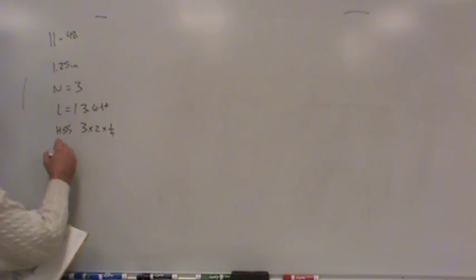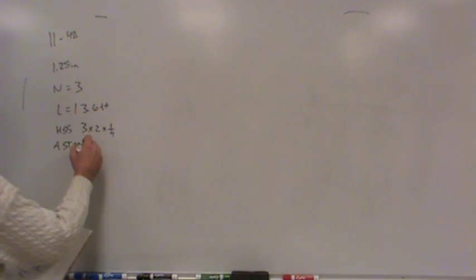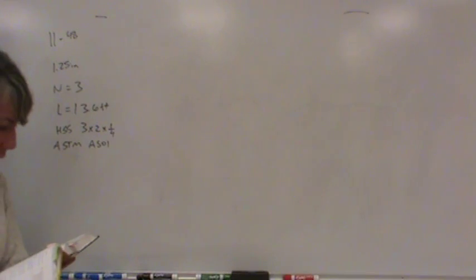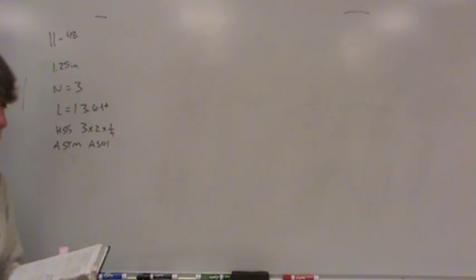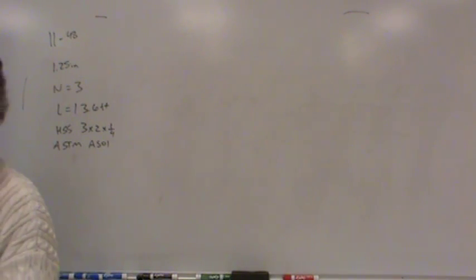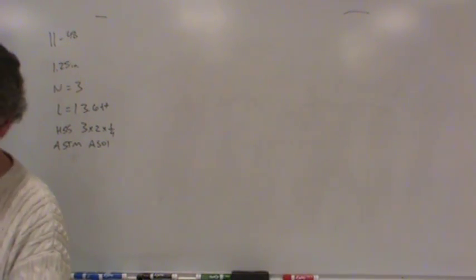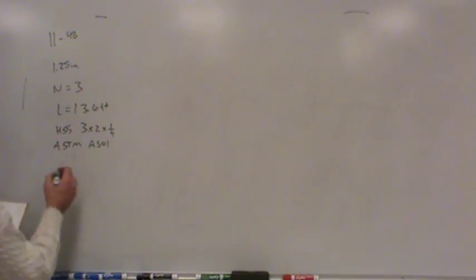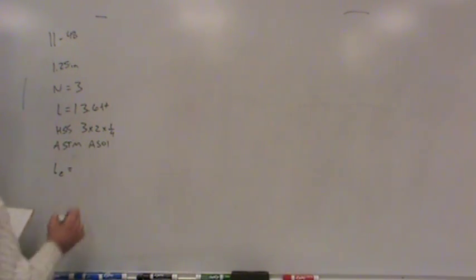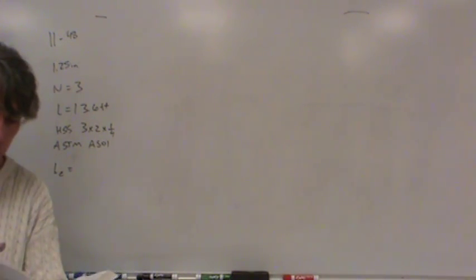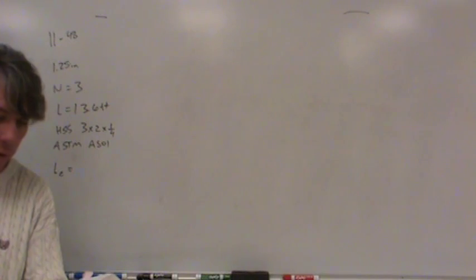And the material is ASTM A501, which is a structural steel. Okay, now it's fixed at each end. So let's just go ahead and calculate the effective length, because we know we'll need it. The effective length, well, if it's fixed on each end, what factor do we use? We haven't seen this one yet, so we'll have to go look it up.